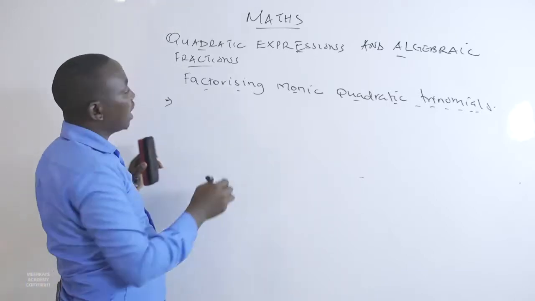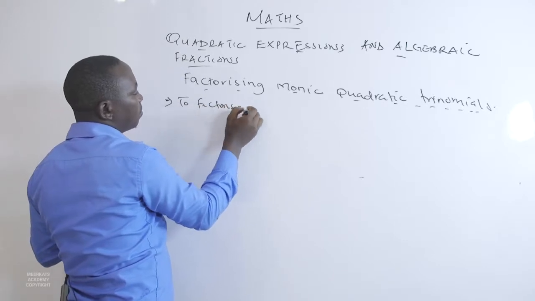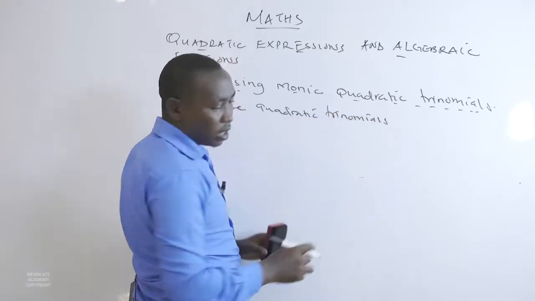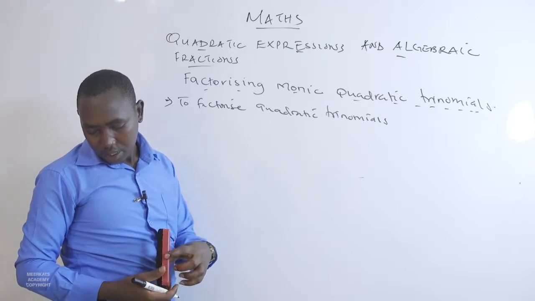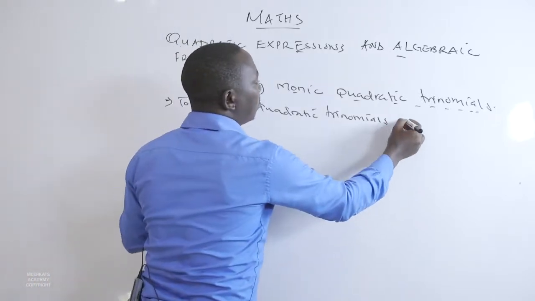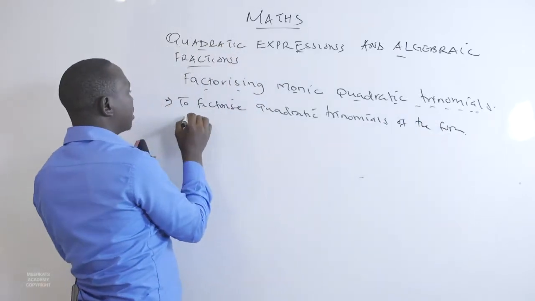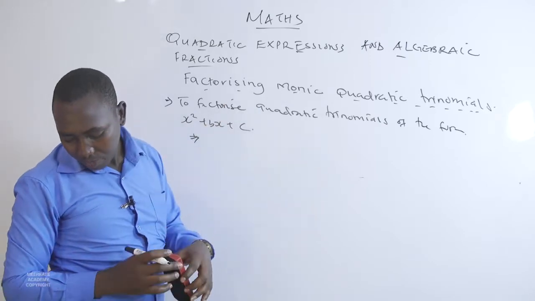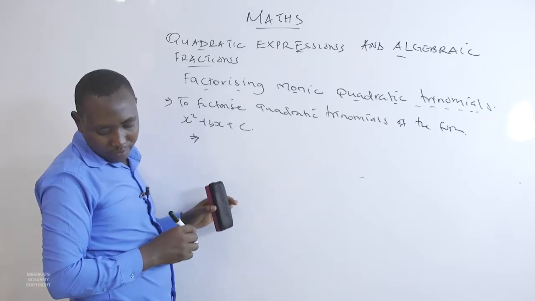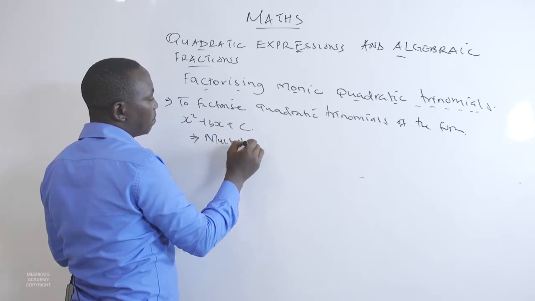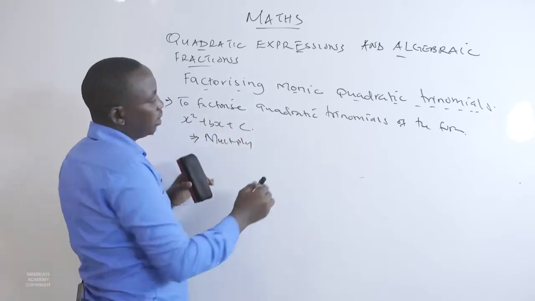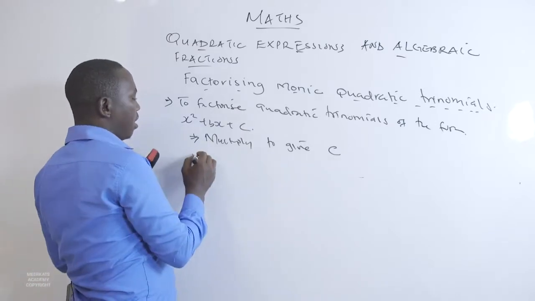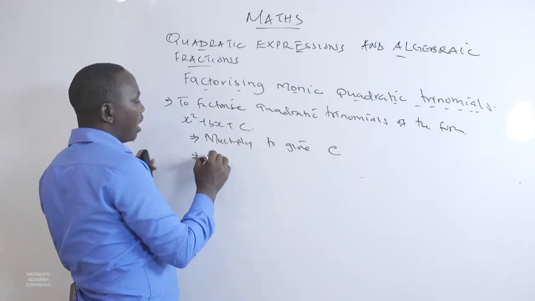Now we are saying that to factorize quadratic trinomials of the form x squared plus bx plus c, here are the steps. 1, multiply to give c, multiply to give a term c, that is the c, then 2, add.